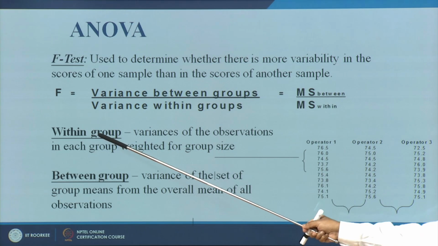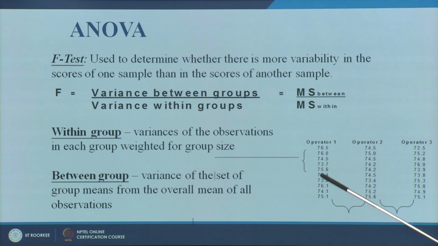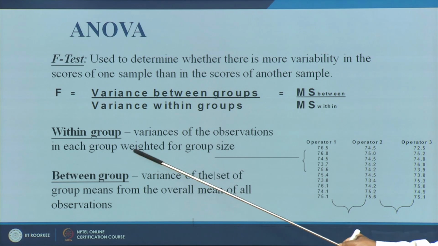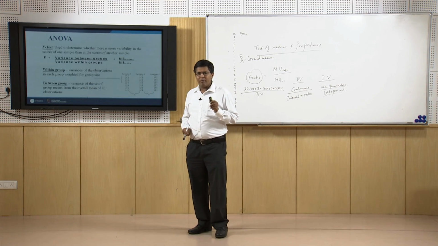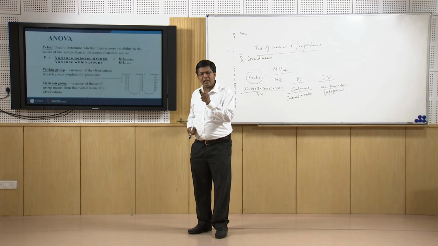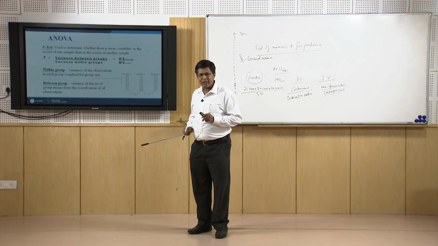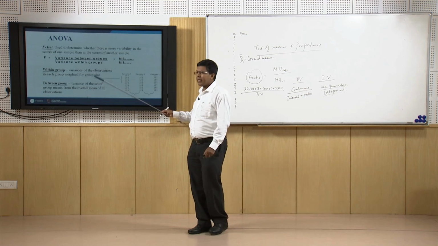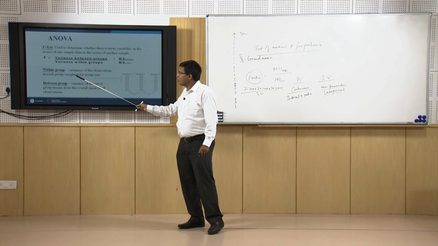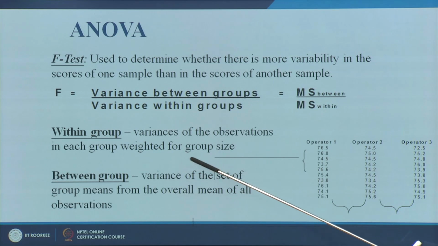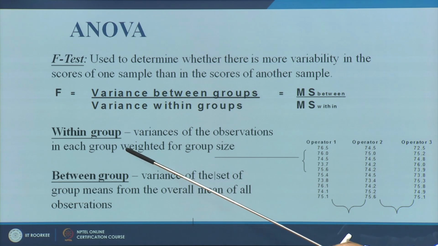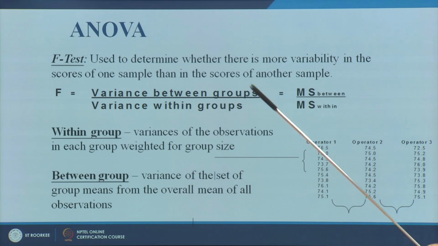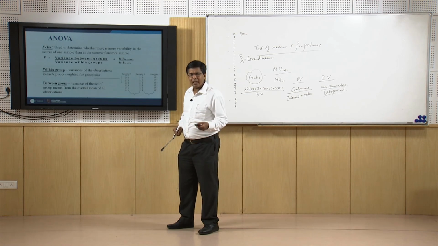So, what is the within group? If you can see here, this is the variances of the observations in each group weighted for the group size. This is important: many a time you will get groups of equal sizes, 10, 10, 10 in this case, but there might not be equal sizes. If there are not equal sizes, then you have to take into account the group size, the variance has to be weighted for it. If you do not do it, you will make a wrong analysis.